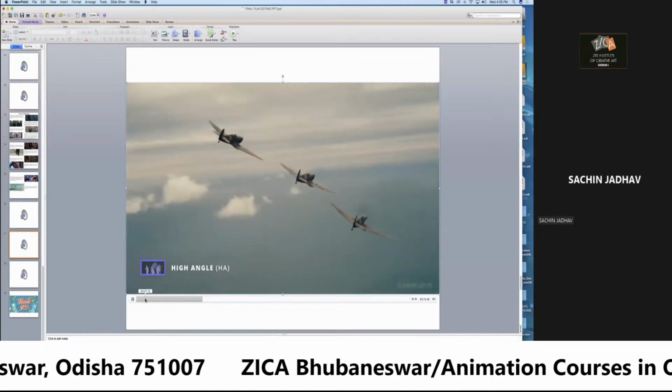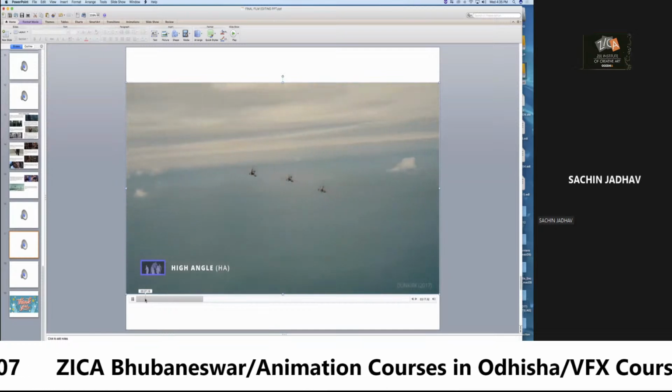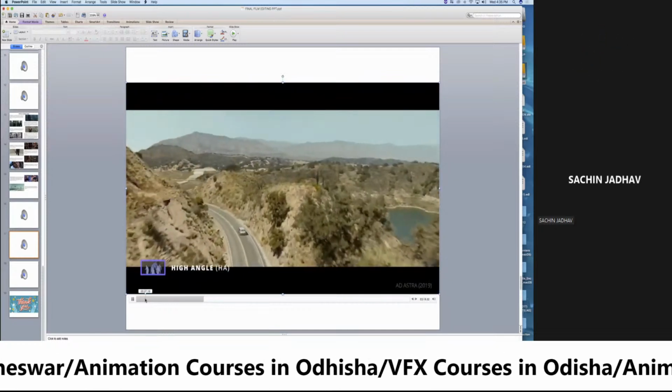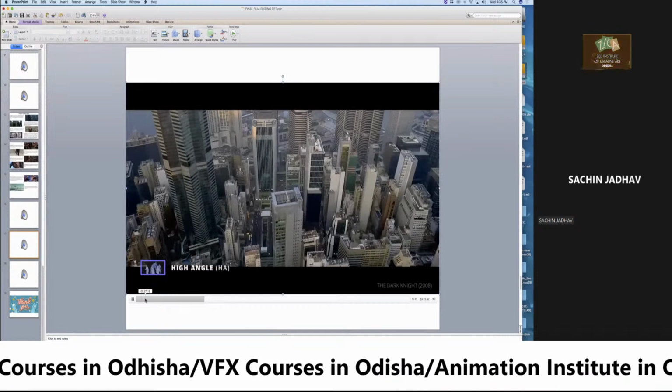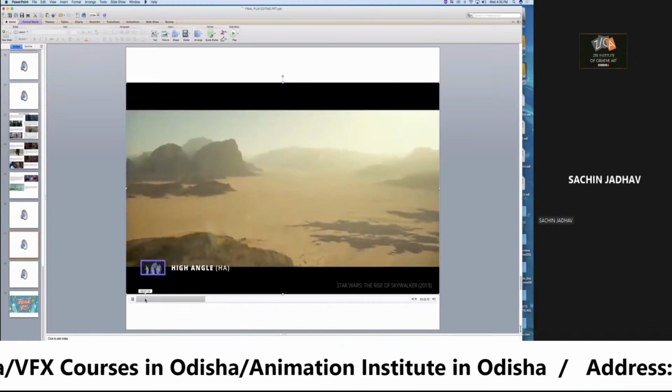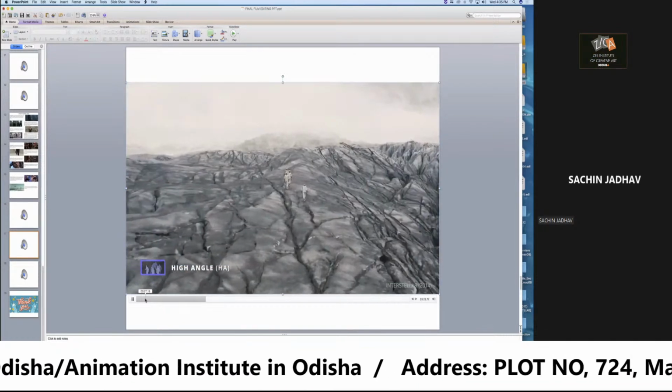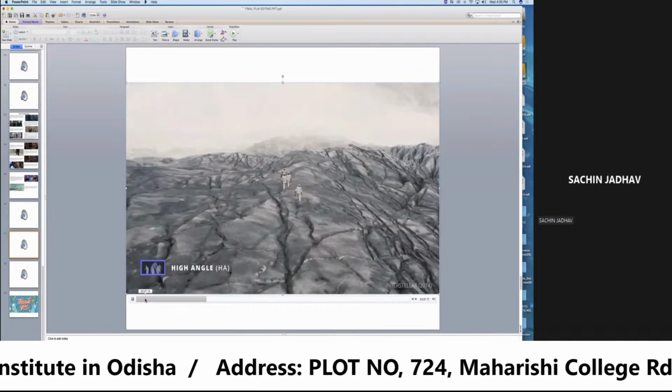An extreme variation of the high angle is the aerial shot, typically used to establish environments, cities, landscapes, or to present characters moving through a larger world.